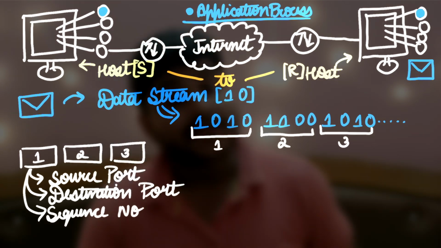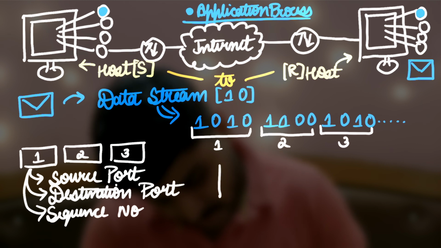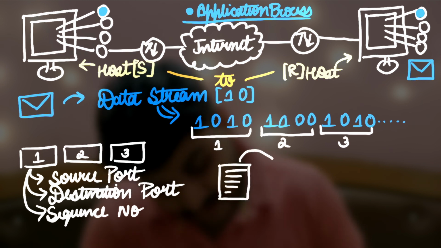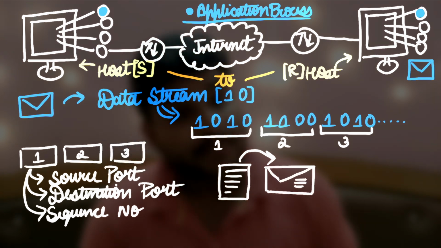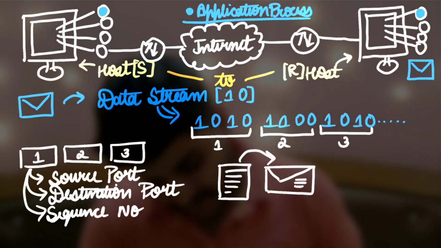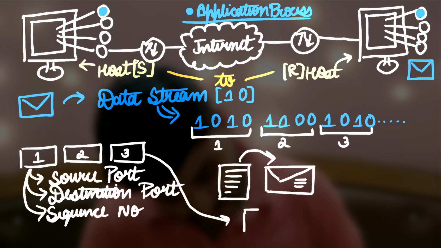Okay, so if you are able to understand this, let us try to connect this with the example where we were writing a letter to your friend. So what we did, we were writing a letter, then we were sending that letter to the post office. But before that, we put that letter into an envelope. So these segments are encapsulated in packets.